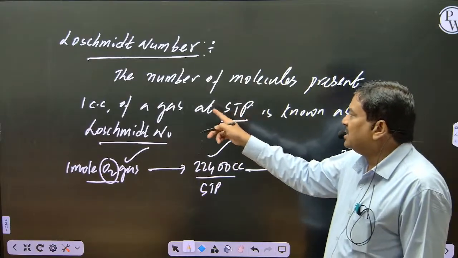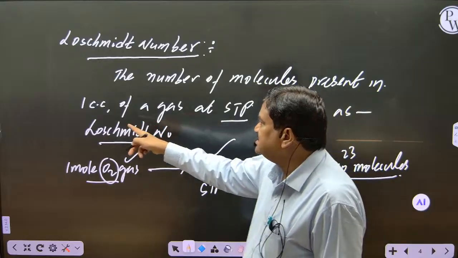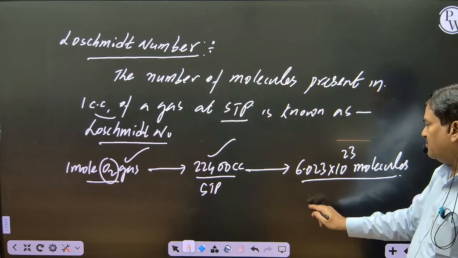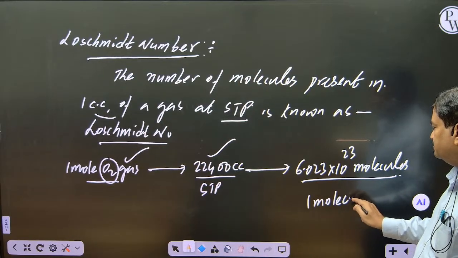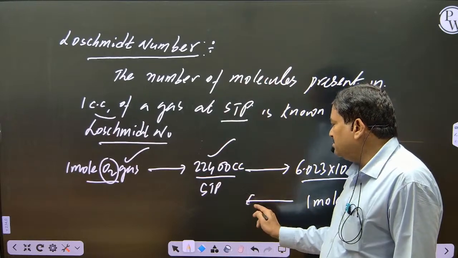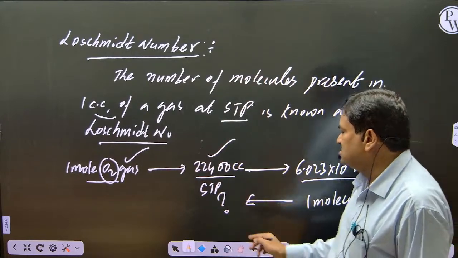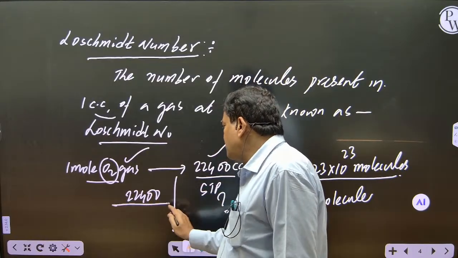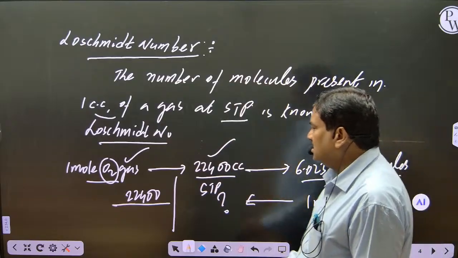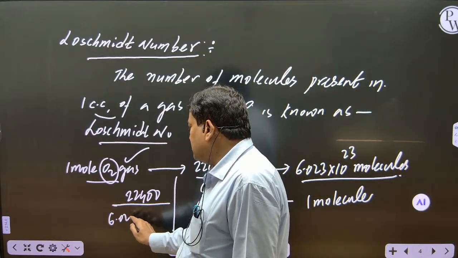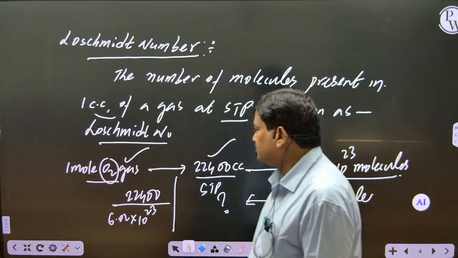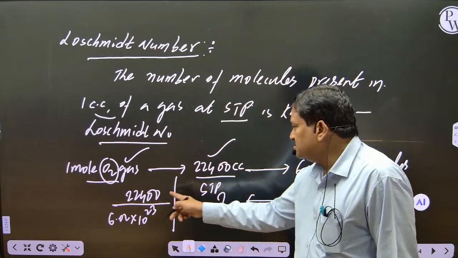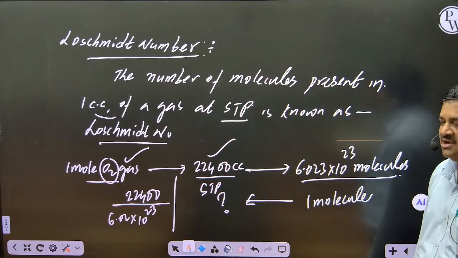Now in the statement, how many molecules are present in 1 cc? If 22,400 cc is having these many molecules, for 1 molecule what will be its volume? The volume occupied by 1 molecule of the gas. So this 22,400 is to be divided with what? Avogadro number. What is the value of Avogadro? 6.02 into 10 power 23. Are you following, all of you? Copy this. 22,400 is to be divided with Avogadro number.